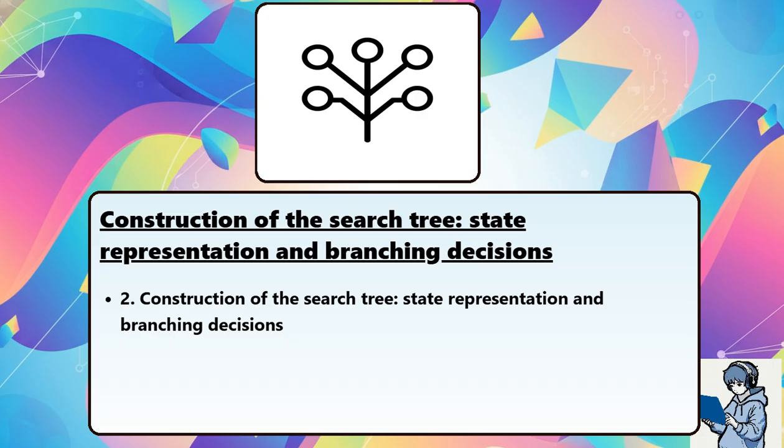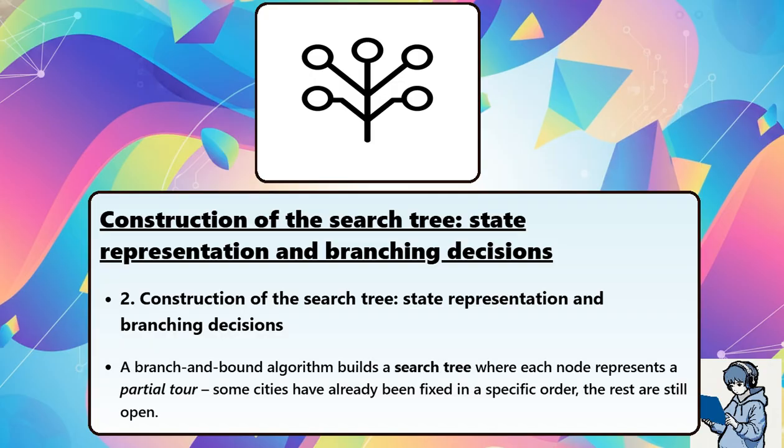Number 2. Construction of the search tree, state representation and branching decisions. A branch and bound algorithm builds a search tree where each node represents a partial tour. Some cities have already been fixed in a specific order. The rest are still open.